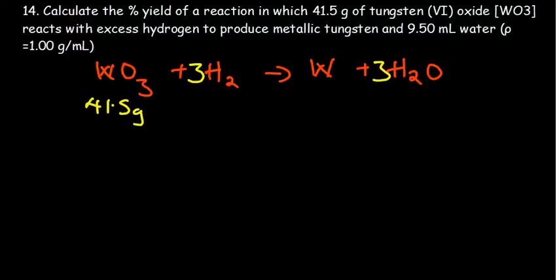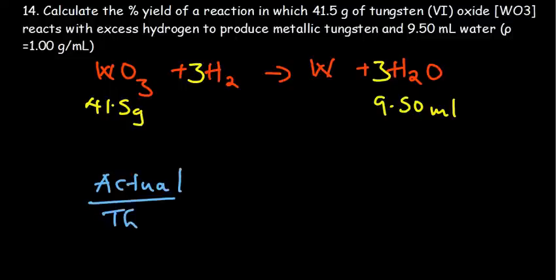So the information we've been given is that we have 41.5 grams of the tungsten 6 oxide, and then react with excess hydrogen. So that tells us that tungsten 6 oxide is the limiting reagent. And then 9.5 milliliters of water was produced. So percentage yield tells us that we just need to compare the actual, how much is produced in reality, over the expected, which is the theoretical, based on the calculations you make.